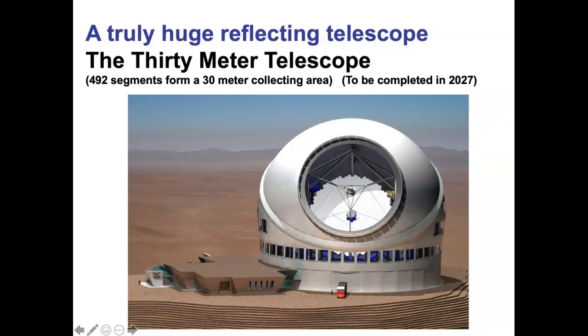This is an artist's rendering of what will become the biggest telescope in the world when it's finished being constructed, which hopefully should be around 2027. This is a rendering of the 30-meter telescope, right? This telescope is going to be up on the top of Mauna Kea in Hawaii. The one mirror is going to be 30 meters in diameter. So that's about 100 feet in diameter.